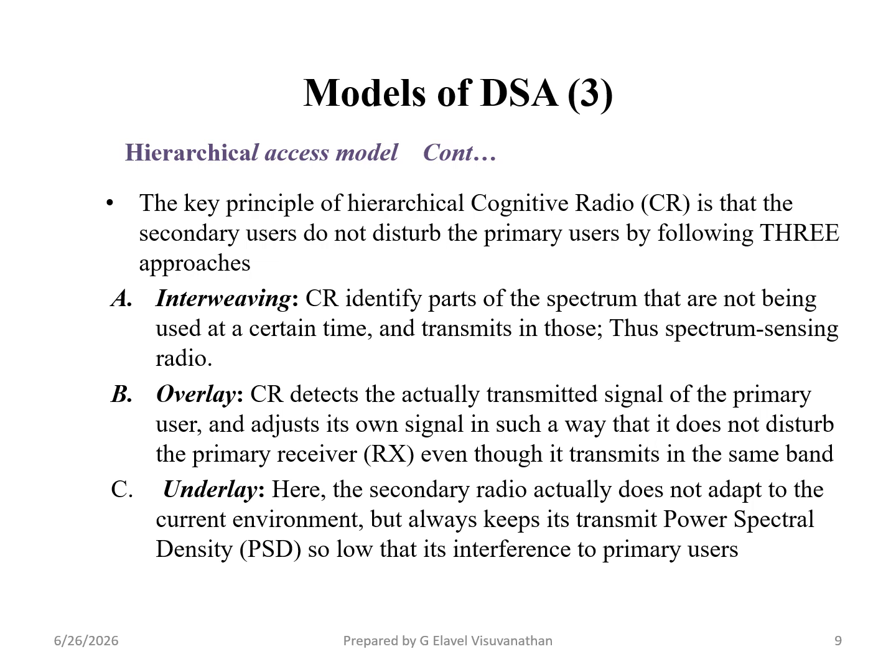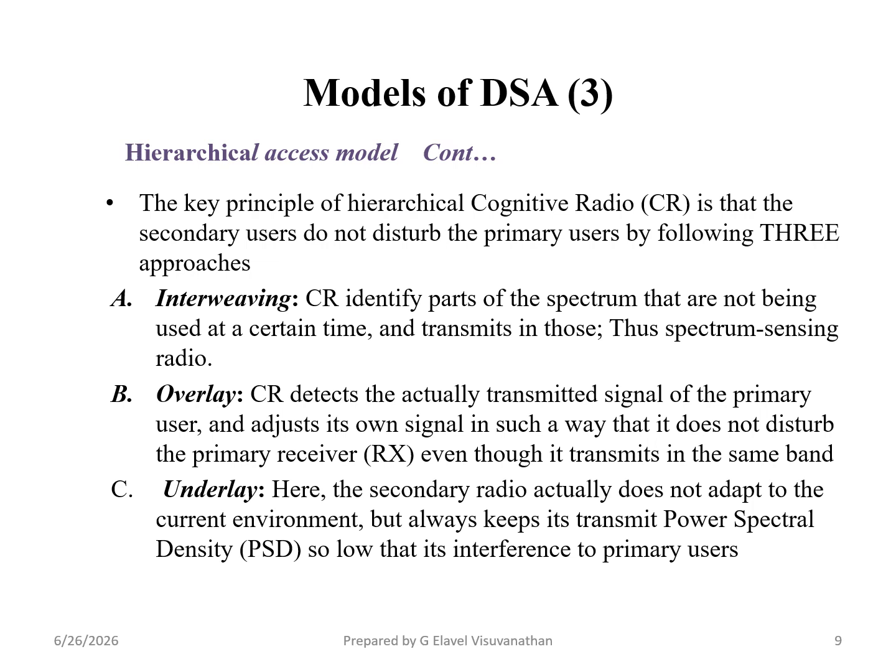Next, overlay. The cognitive radio detects the actual transmitting signal of the primary user and adjusts its own signal in such a way that it does not disturb the primary receiver. That is overlay. Without disturbing the primary receiver, we transmit the signal.